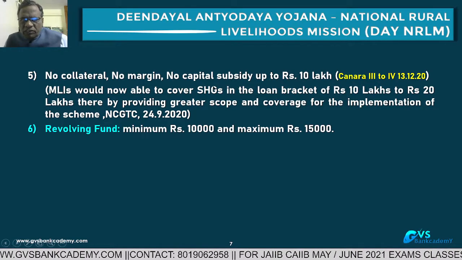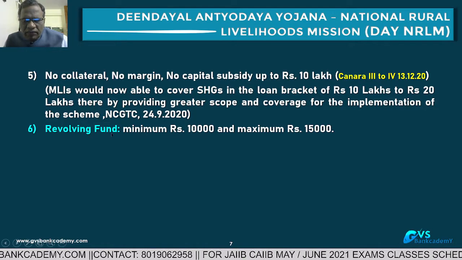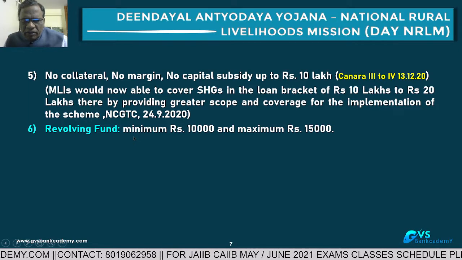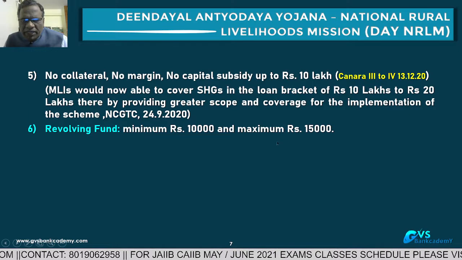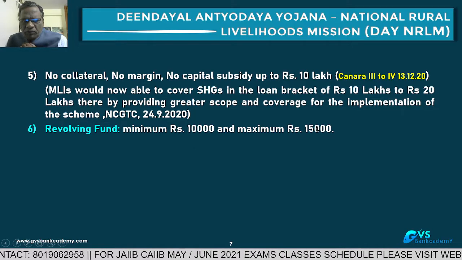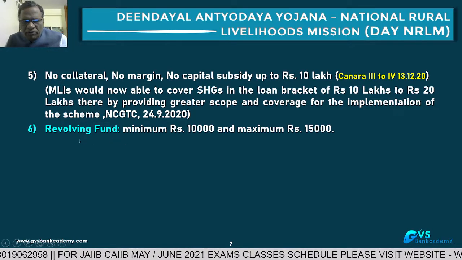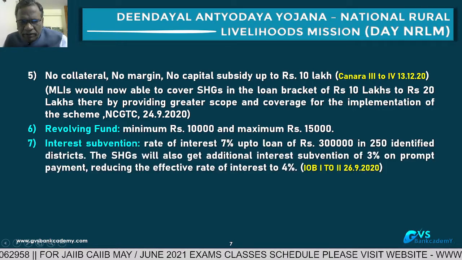Revolving fund. Since there is no capital subsidy, for each group as a one-time measure, they give a revolving fund based on satisfactory operations and corpus fund. Minimum 10,000 and maximum 15,000 for each group as a one-time revolving fund. This is also support by the government.